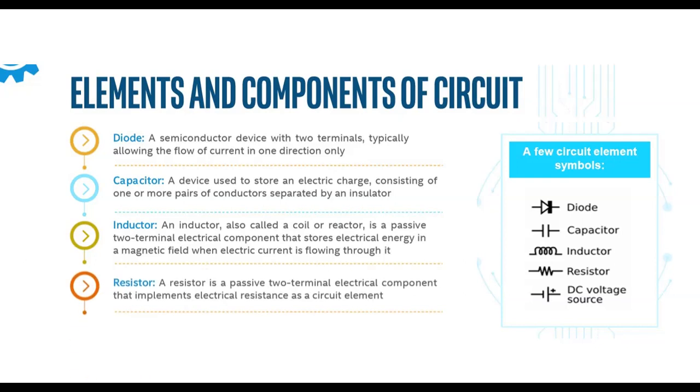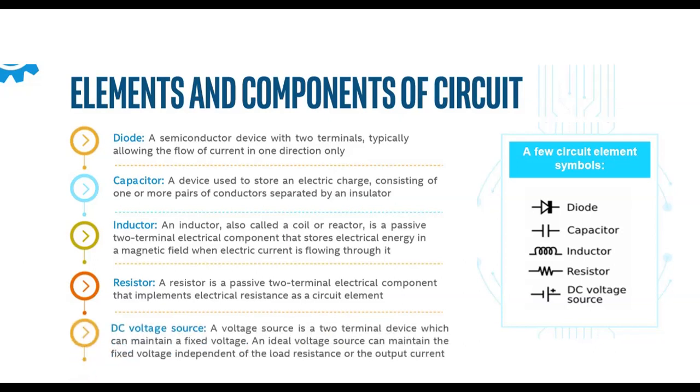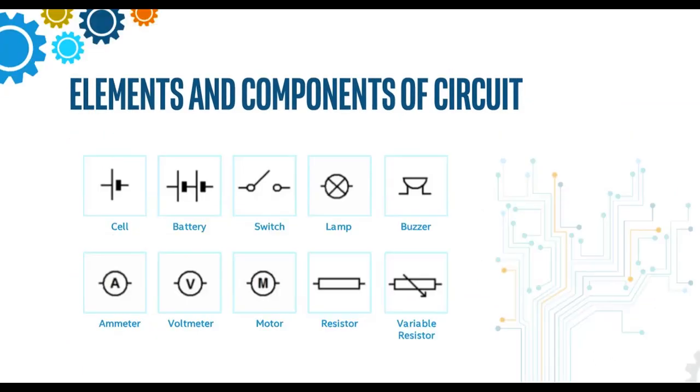Another component is the resistor. A resistor is a passive two-terminal electrical component that implements electrical resistance as a circuit element. In simple terms, it is used to oppose the flow of current. These are the basic components. And last are the DC voltage sources or AC voltage sources. A voltage source is a two-terminal device which can maintain a fixed voltage. An ideal voltage source can maintain the fixed voltage independent of load resistance or the current. So these are the few components which are the most important part of designing a circuit.